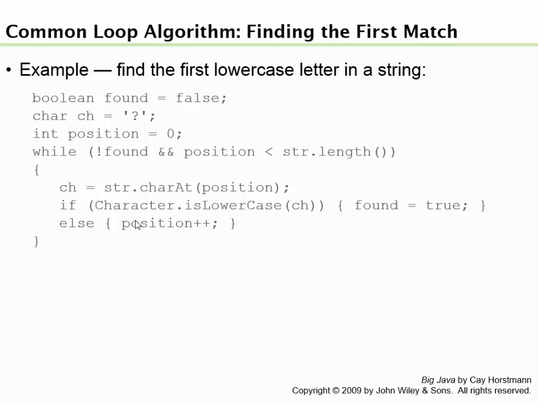And we go back up to the top. Now that we found it, while not found, well, found is true, so not found would create false. Since that's false, then the condition will evaluate to false, and you'll skip the rest of the body. So what you have at the end there is the position now will hold the location of the lowercase letter, the first lowercase letter that's in the string. So again, the algorithm finding the first match.